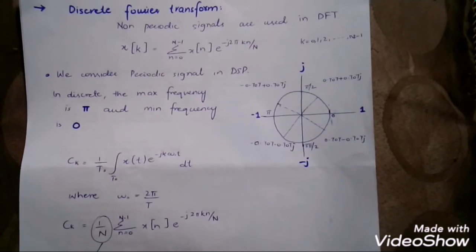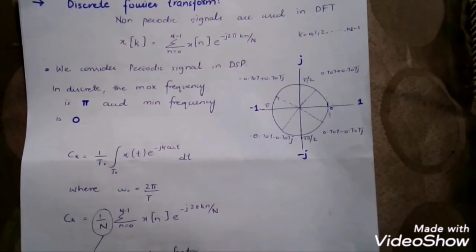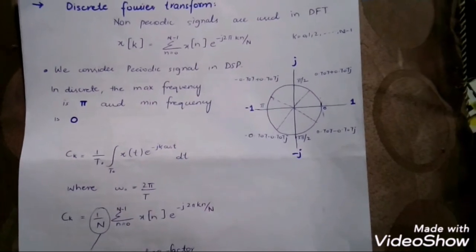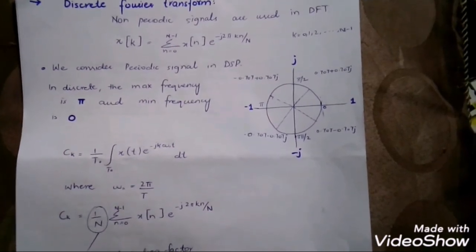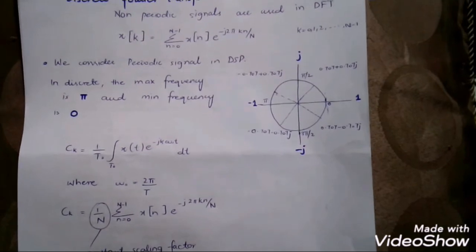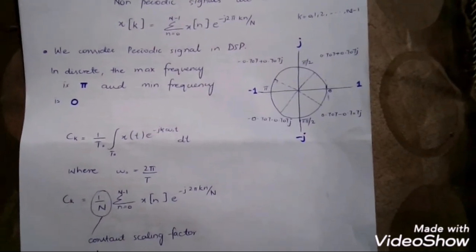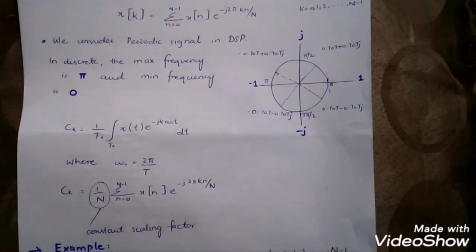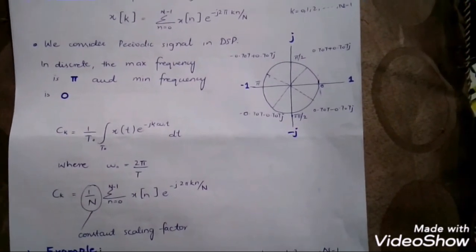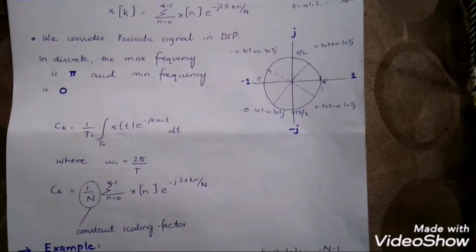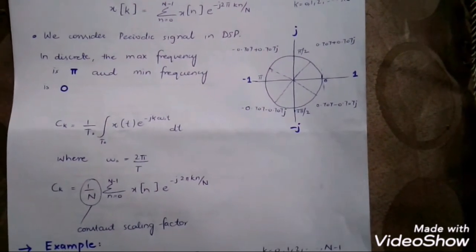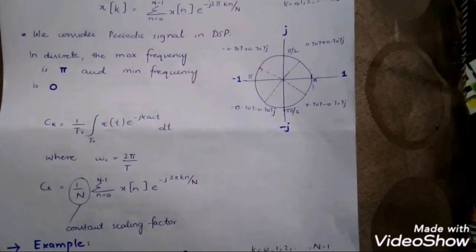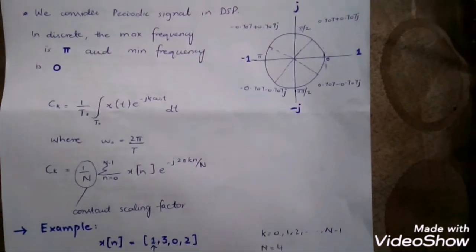The coefficient of discrete Fourier transform is equal to 1 over T naught into integration x of t into e power minus j k omega naught t dt, where omega naught is equal to 2 pi by T. The ck is equal to 1 over N into summation of x of n e power minus j 2 pi k n over N. Here 1 over N is the constant scaling factor. We can remove it and it cannot affect the whole coefficient of the discrete Fourier transform.